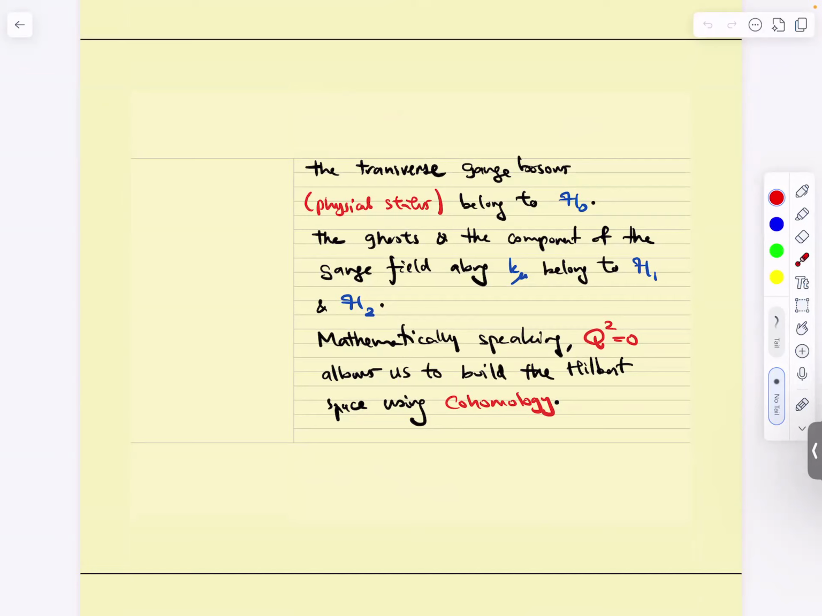Homology is also related to topology. Cohomology is a dual object. Homology is related to topological theories. It often appears in topological theories. But anyway.